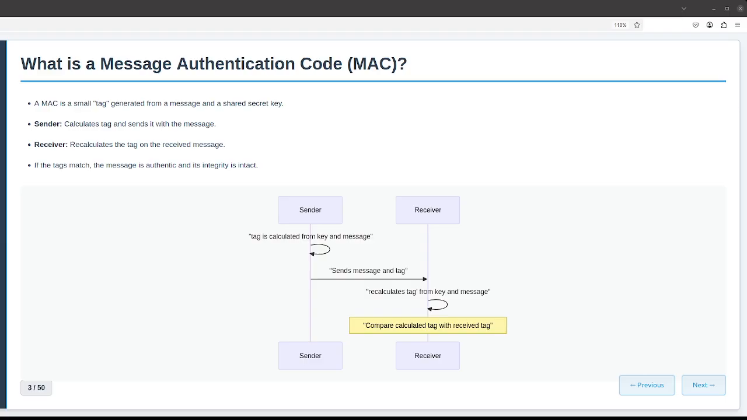If the MAC they generate matches the MAC that came with the message, they can be confident about two things. First, the message has not been altered, ensuring its integrity, and second, it must have come from someone who possesses the secret key, confirming its authenticity. HMAC is a specific, standardized, and highly secure way to create such a MAC.